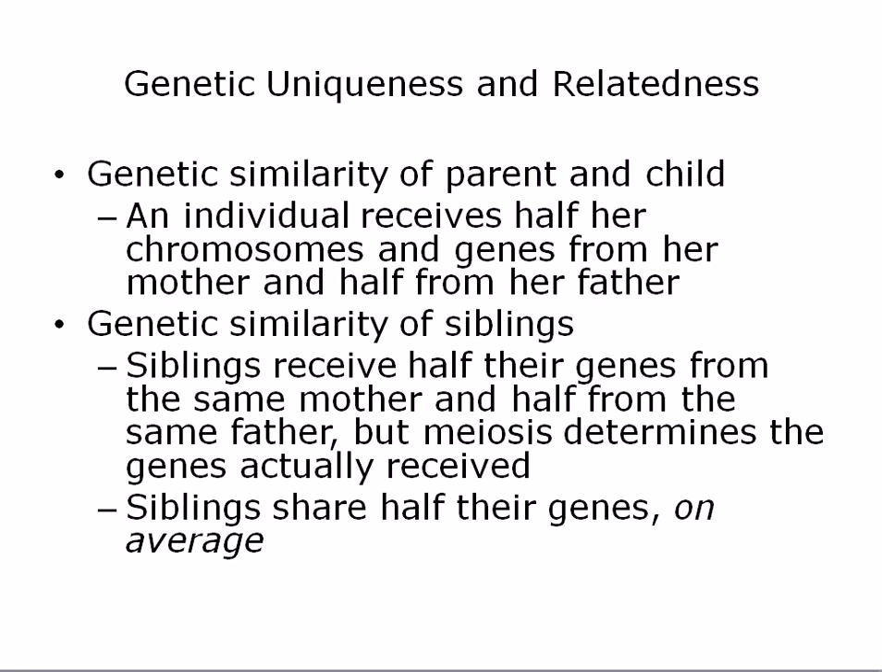Siblings receive half their genes from the same mother and half from the same father. Meiosis determines the genes actually received. Meiosis, in case you didn't know yet, is cell division for sexual reproduction. On average, siblings share half their genes. Some share more, some share less.